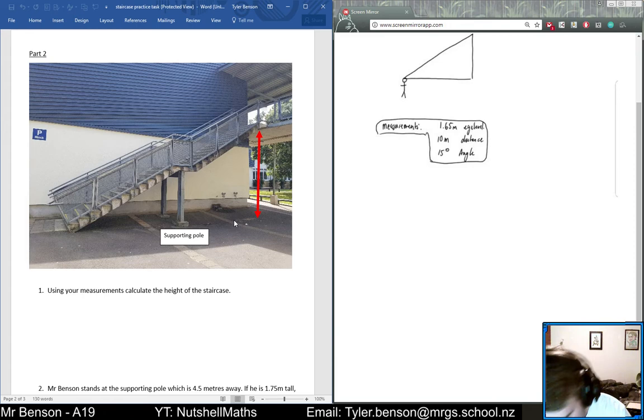Right. The question says, using your measurements, calculate the height of the staircase. So the first thing I'm going to do is put all the information onto this triangle. So we know this angle. What's this angle here? I want to pose two questions, see if you guys are still paying attention. Post your answers in the chat. Firstly, what's this angle? Secondly, what's this length here? I'm going to write meters and I want a number here.